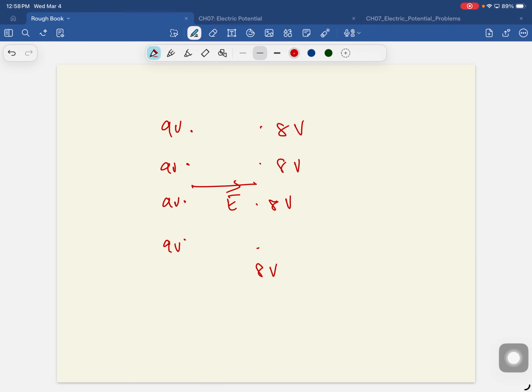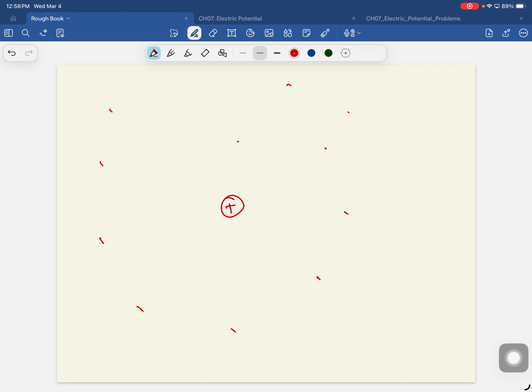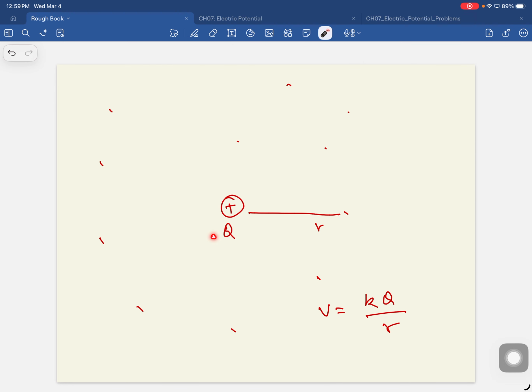Now, what we want to do is the following. Let's say there's a positive charge. I want to know what is the potential at all these points around a point charge. That's the formula we'll give you. The potential at a distance r, the electric potential, is K, the Coulomb's constant, times the charge divided by r. If the charge is positive, the potential here is positive. If the charge is negative, the potential here is negative.